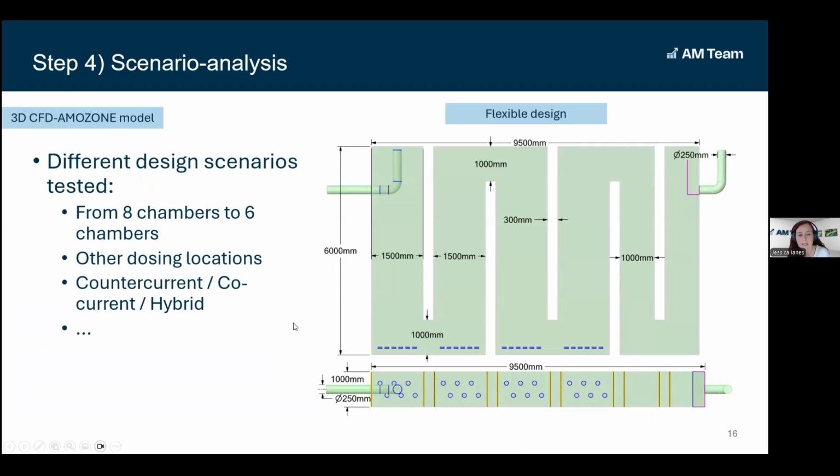This one is the last one we chose, the one performing better. And as you can see, we have reduced the number of chambers from 8 to 6, and we have increased the number of injection chambers. So we have diffusers in all the 4 forced chambers. In this way, we could actually reduce the local ozone concentrations compared to the initial design, thanks to the fact that there are more diffusers that can deliver the same gas flow. So the ozone concentration is actually lower.